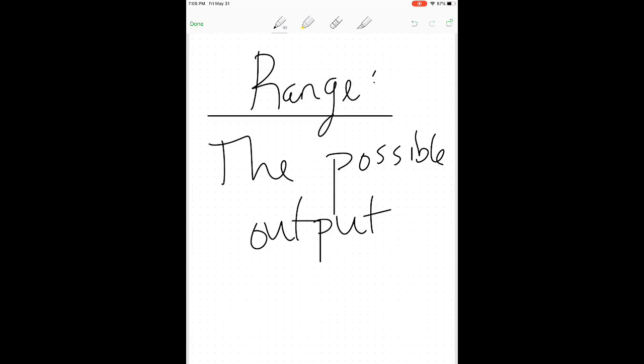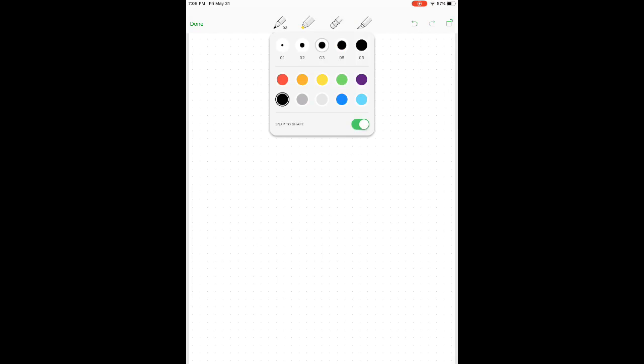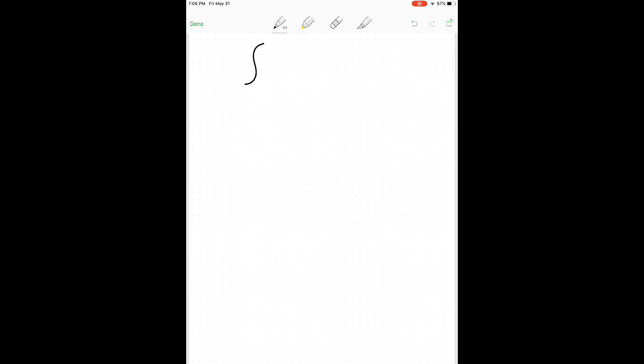All right, so let's talk a little bit about range now. And range is just all of the potential outputs of a function. Okay, so let's take a look at just some examples. That's probably the easiest way.